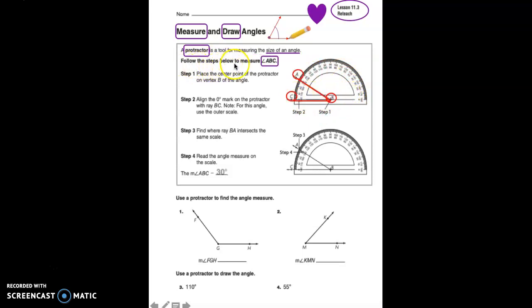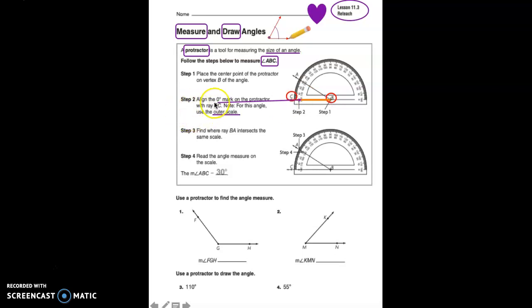Follow the steps below to measure angle ABC. And you'll see this small little angle is the symbol for angle. So angle ABC. Let's take a look. A, B, C. Step 1. Place the center point of the protractor on vertex B of the angle. So here's our center point, and you'll see it's usually a circle or there's usually a dot to identify the midpoint. And we're going to place that right on our vertex B.